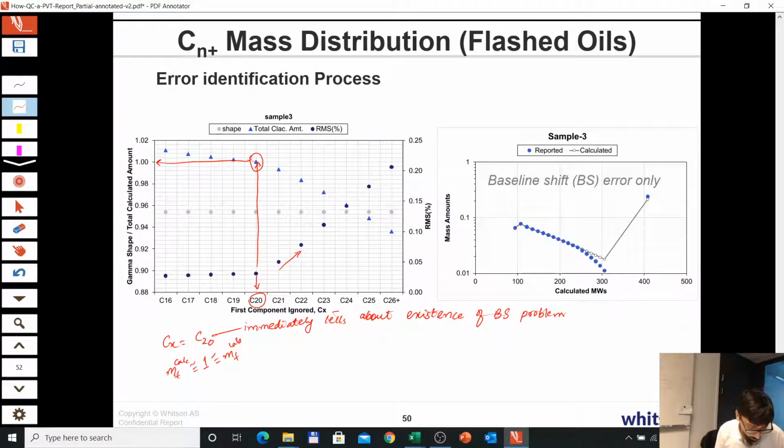Now when you know there's a baseline shift problem, the second question that comes to mind is whether there is only a baseline shift problem or is there an internal standard problem also. So what we do is we see what the total calculated mass is, and if the total calculated mass is the same as the lab mass, which is the case here, then this will tell you no internal standard problem.